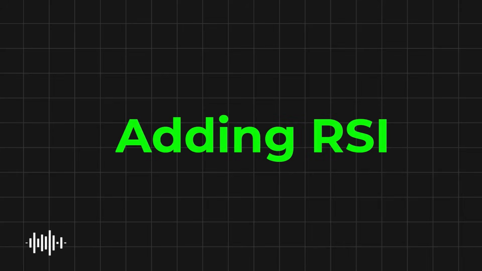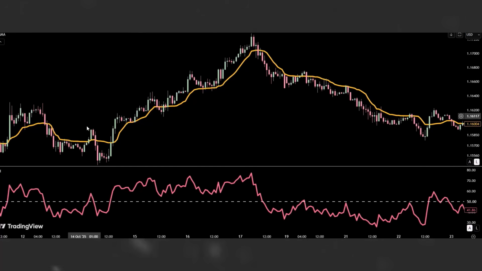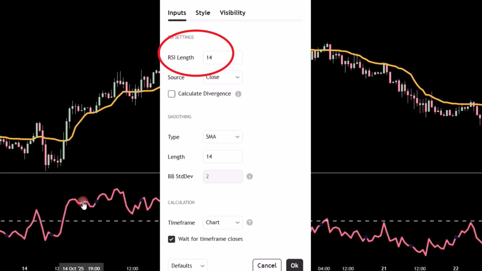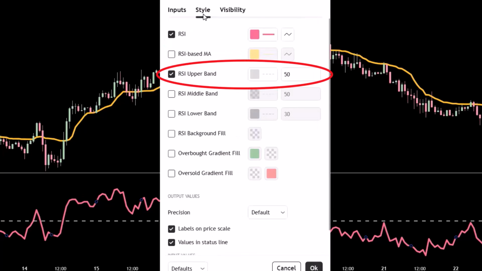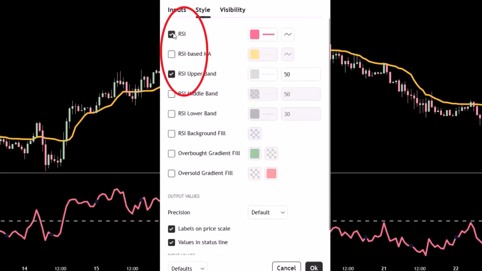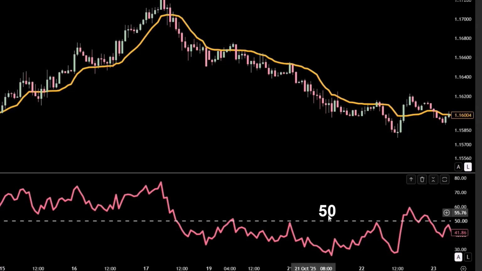Adding RSI. Now let's add RSI to the chart. Go to the RSI settings, keep the length at 14, change the upper band to 50, and leave only the RSI line and the 50 level visible. But why 50? Because we are not using RSI here as a traditional overbought and oversold indicator. Instead, we are using it to confirm momentum.